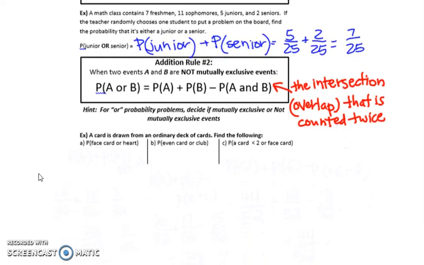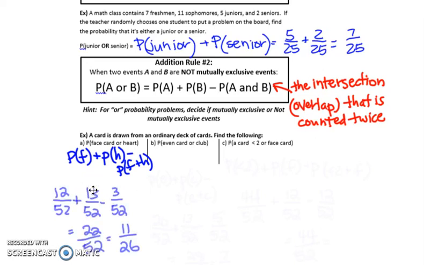Okay, and then some examples. A card is drawn from a regular deck of cards. We want to know the probability of being a face card or a heart. Face cards and hearts do have overlap. So the way we find this is the probability of the face card plus the probability of the heart minus the probability of being a face card and a heart. The probability of a face card, there are 12 of them out of 52. There are 13 hearts out of 52, and then there are 3 face cards that are also hearts. So we subtract the 3 over 52, we get 22 over 52, and then we can reduce this.